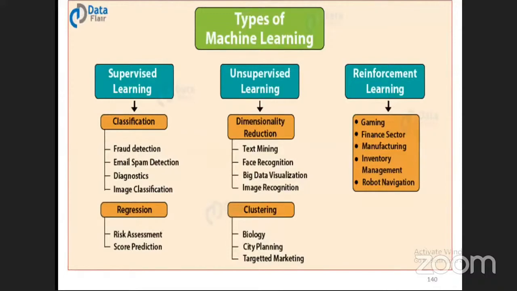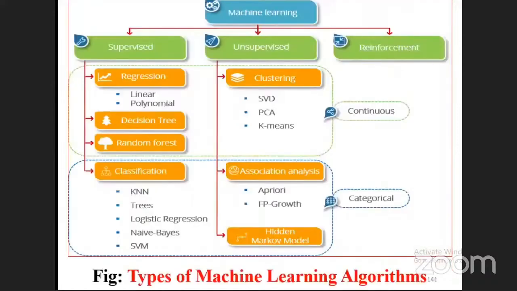How to develop a chatbot application, etc. We are using reinforcement learning in gaming, finance sector, manufacturing, inventory management, robot navigation, etc. These are the various algorithms we are using: regression, nonlinear, polynomial, decision tree, random forest, classification, KNN, trees, logistic regression, naive Bayes, SVM, clustering, SVD, PCA, K-means, and apparently FP growth.